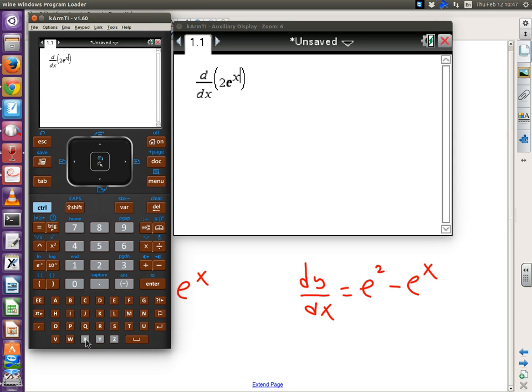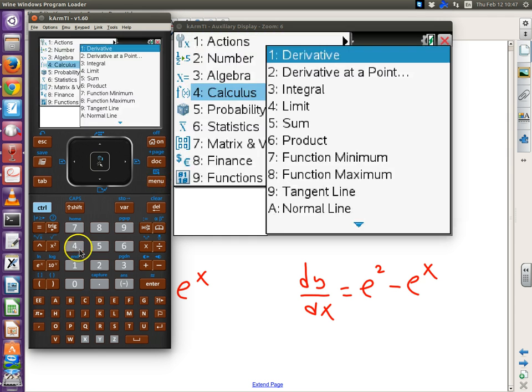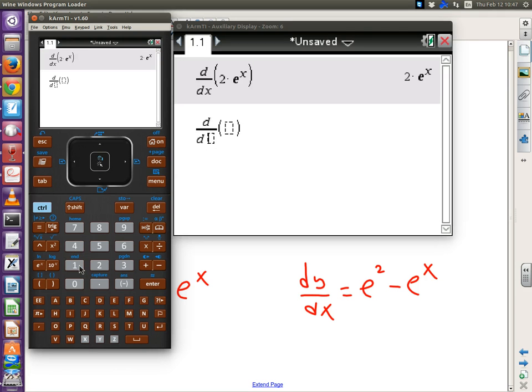And did we say we get 2e to the x? We do. Amazing. All right, try that again. Menu, calculus, derivative with respect to x of e to the 2x over 3.